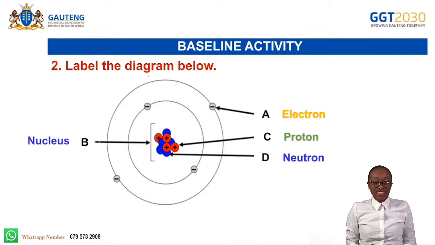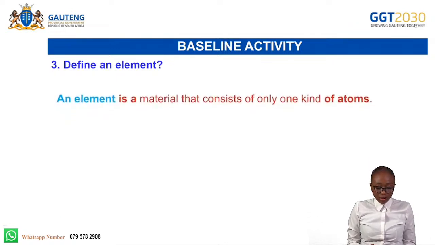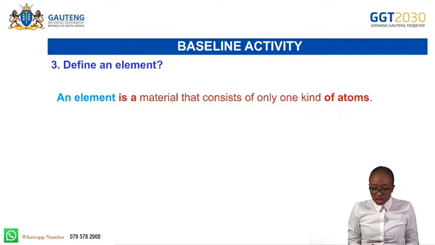Now let's answer the third question. Define an element. When we are defining elements, an element is a material that consists of only one kind of atom.